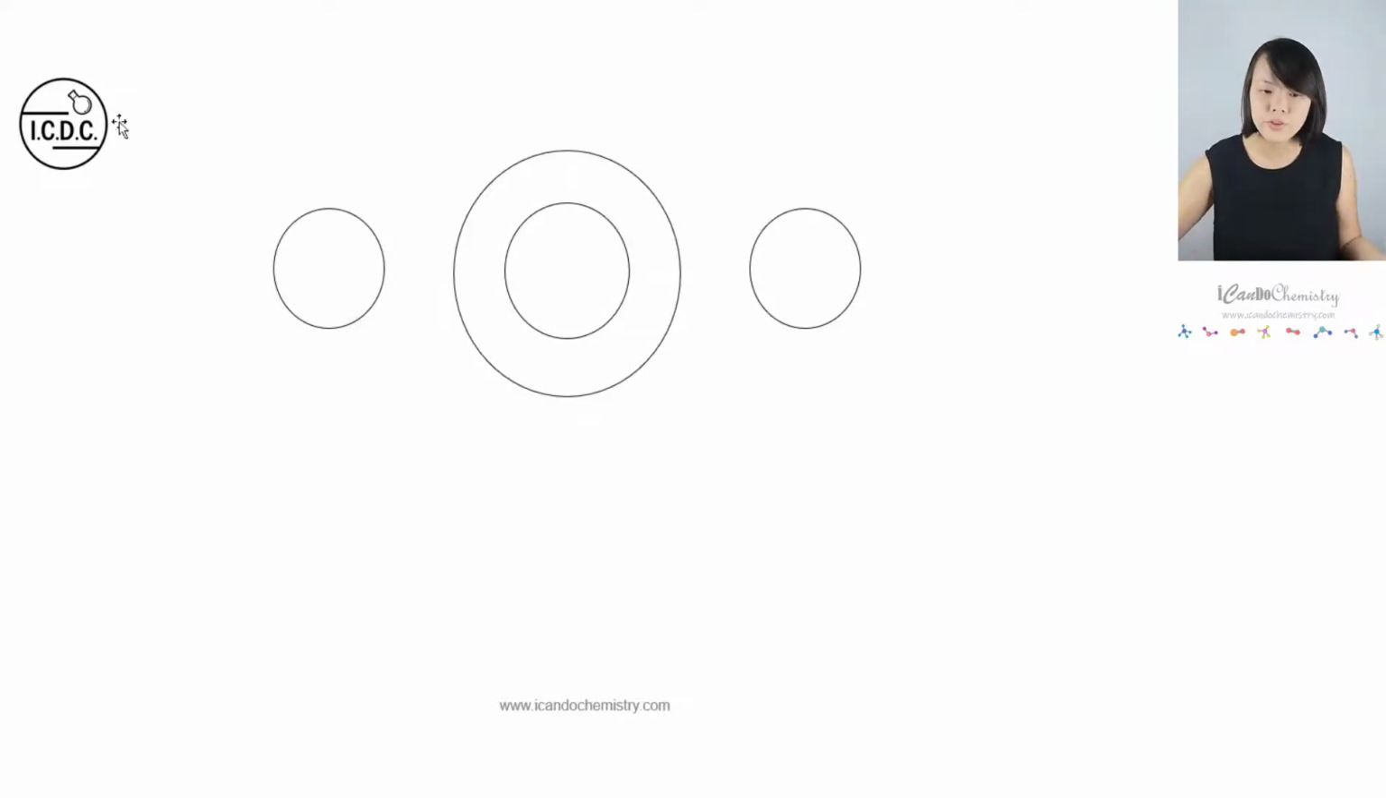Now just now we have already referred to the periodic table. We know the hydrogen has 1 electron. Okay, so let's draw a cross to represent that. So each of the hydrogen has 1 electron. Oxygen has 8 electrons, alright? 2 electrons are in the first shell. The second shell has 6 electrons.